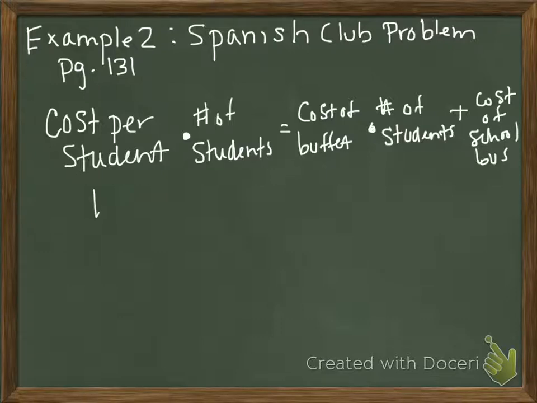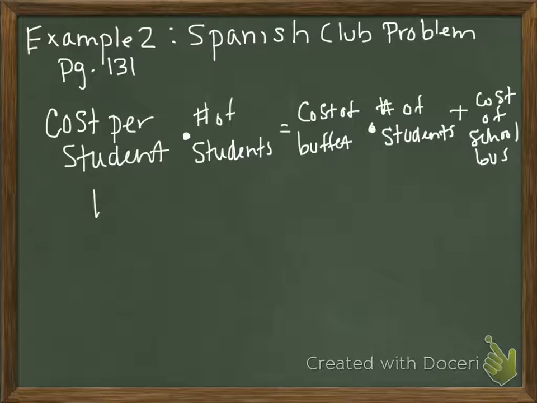So we have the Spanish Club is arranging a trip to a Mexican restaurant in a nearby city. Those who go share the cost, $60 of using the school bus. The restaurant's buffet costs $5 per person. How many students must sign up for this trip in order to limit the cost to $10 per student?